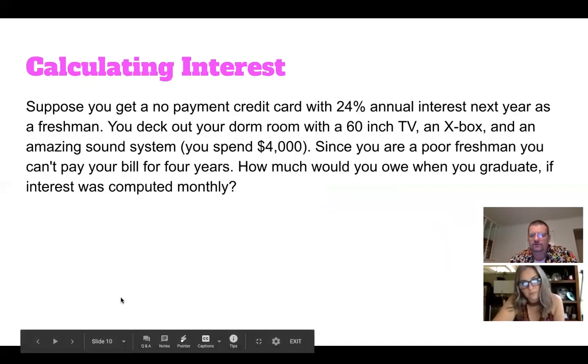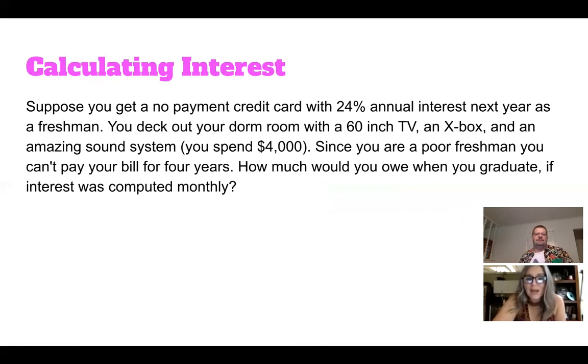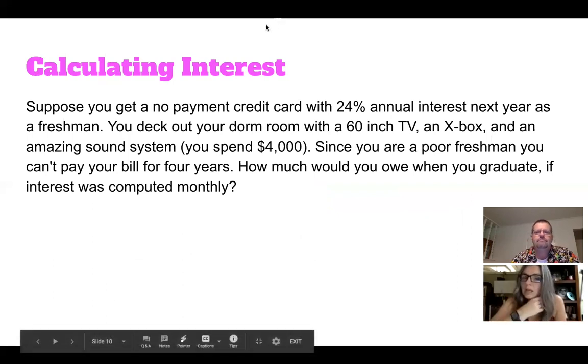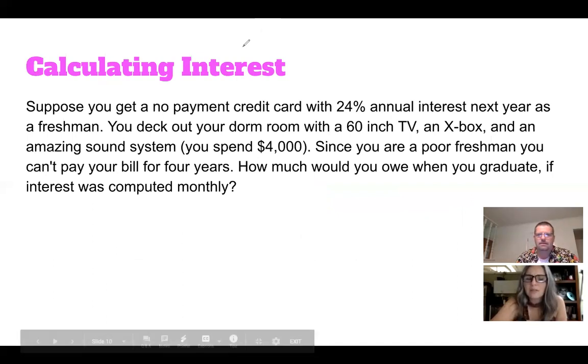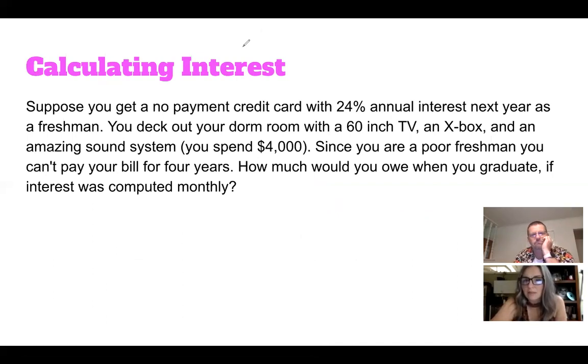You want to read this, or you just pause? I would love to read this. Okay. Suppose you get a no payment credit card with 24% annual interest next year as a freshman. So you're all seniors, assuming at this point. Okay. By the way, a no payment credit card means you're not making payments.